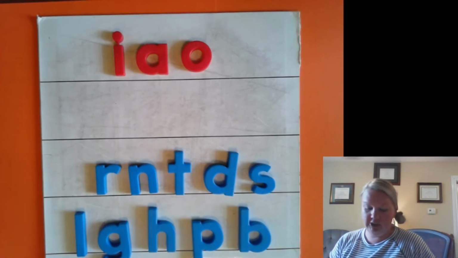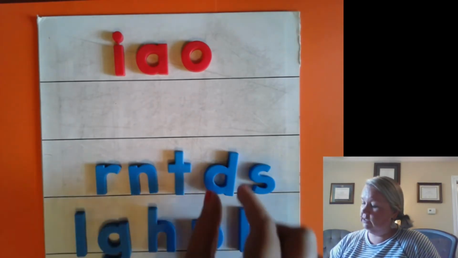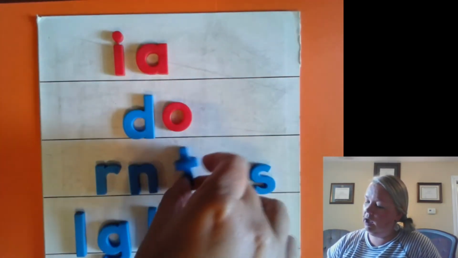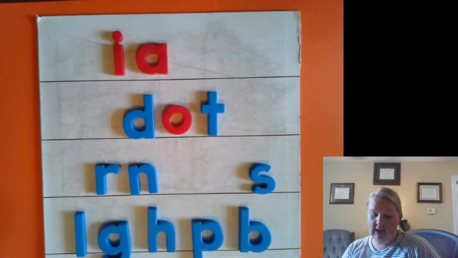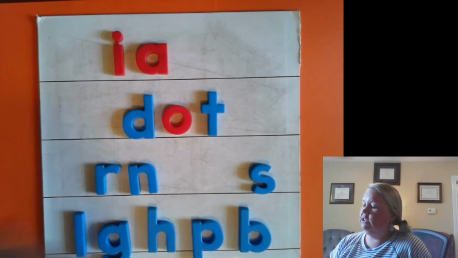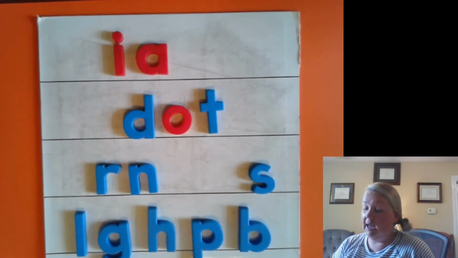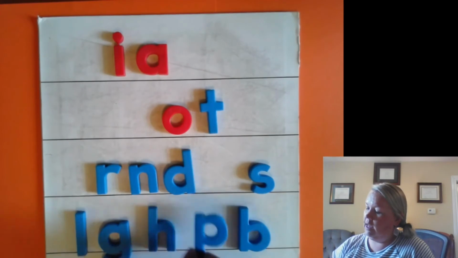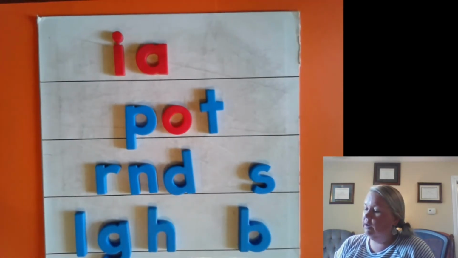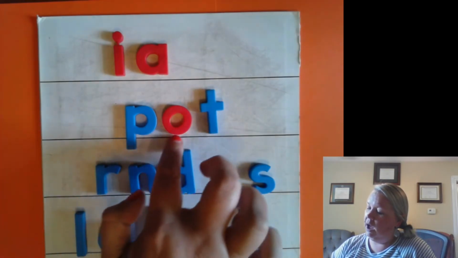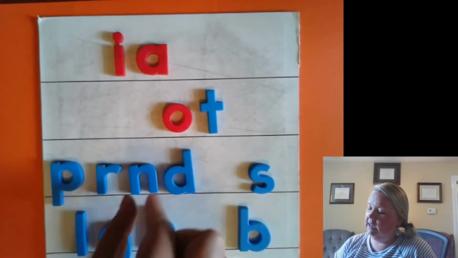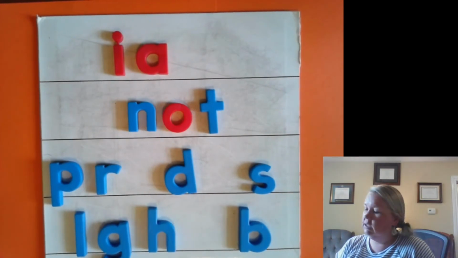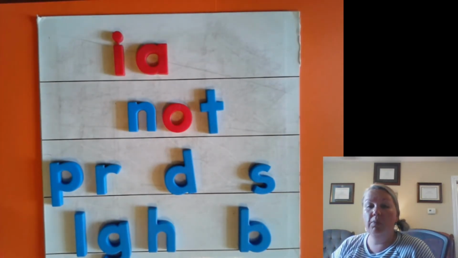All right, so in order to do our chain today, I'm going to get you started with the word dot. Dot. Everyone build that word. All right, now we're going to chain it together, turning this word dot into the word pot. Pot. Now we want to change this word from pot to not. Which one of those am I going to change? Yes, I'm going to change that beginning sound from p to n. Now I want us to change that word not to the word hot.